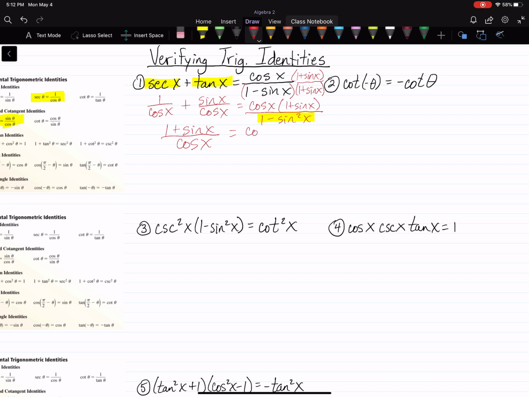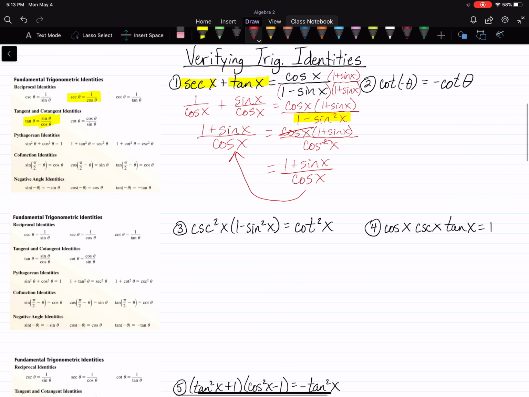So that will end up being cosine of x times 1 plus sine x divided by cosine squared x. And when you have a cosine x on top and a cosine squared x on bottom, they cancel, and you're left with just a cosine x on the bottom. So 1 plus sine x over cosine x, which is the exact same thing as we got on the left side. As soon as you get the same thing on both sides, you're finished. You have verified it, okay?